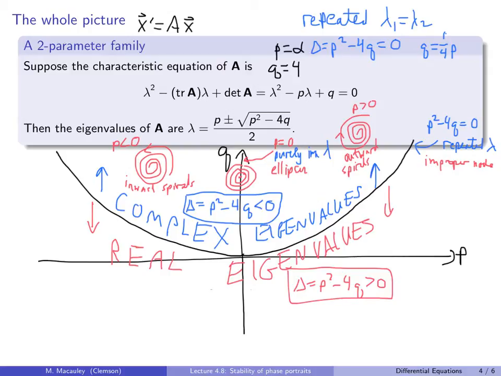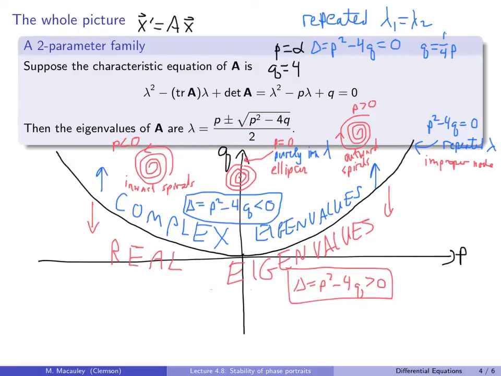Okay, so now that I think we've finished the top half, let's look at everything below the parabola, where the eigenvalues are real. So what happens when we are below the p-axis? Below the p-axis, q is negative. When q is negative, that means p squared minus 4q is actually greater than p squared.